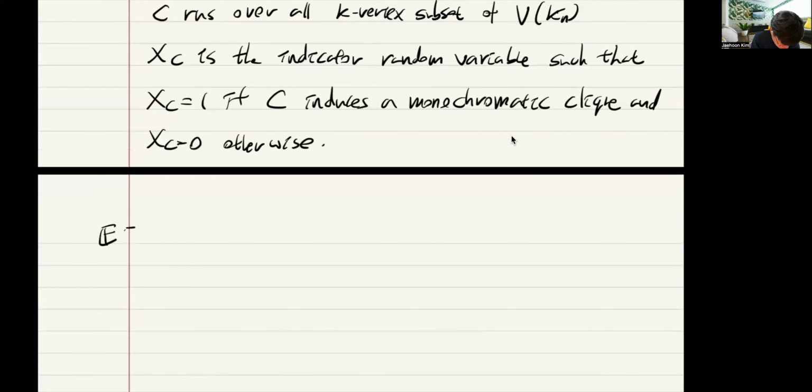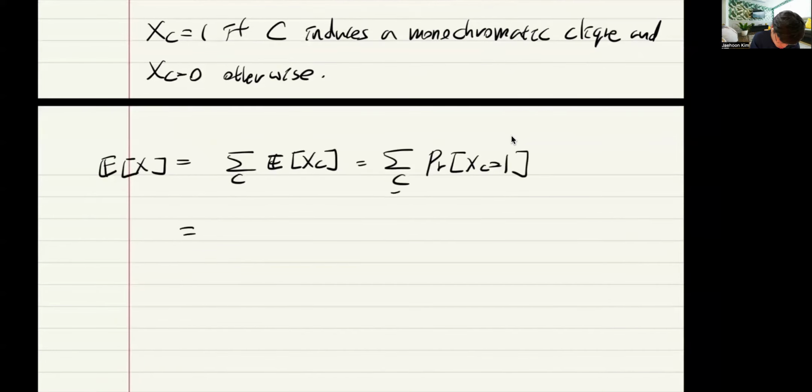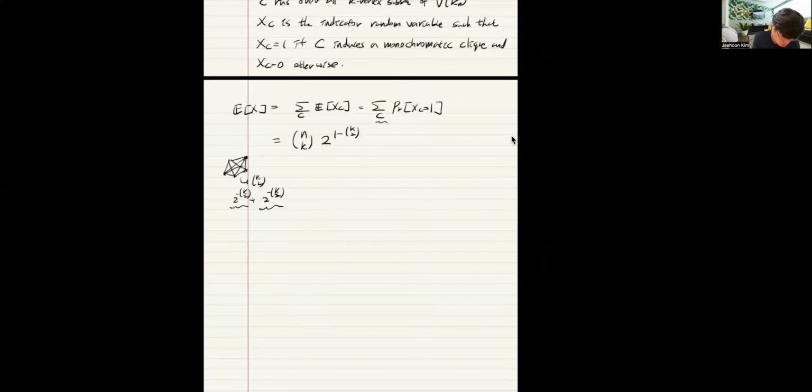Then we can compute the expectation. What is it? We take the linearity of expectation, and add the probability that each random variable is 1. The number of choices for C is n choose k, you choose k vertices. Once k vertices are given, there are k choose 2 edges, all of them having the same color. That is the probability that this happens: all of them being red or all of them being blue. So this is the expectation.